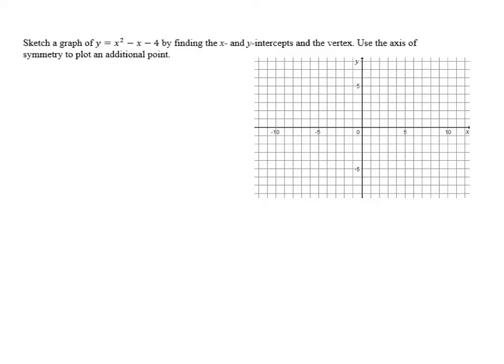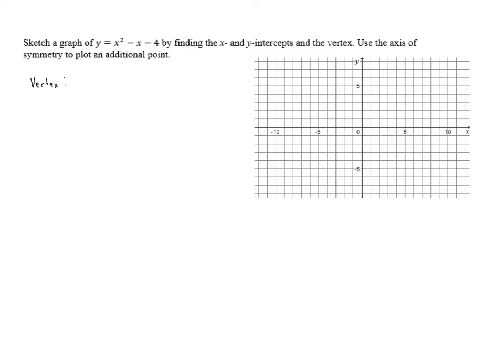Sketch a graph of y equals x squared minus x minus 4 by finding the x and y intercepts and the vertex. Use the axis of symmetry to plot an additional point. Again, we'll begin with the vertex.